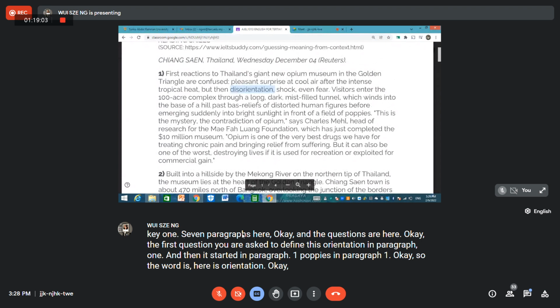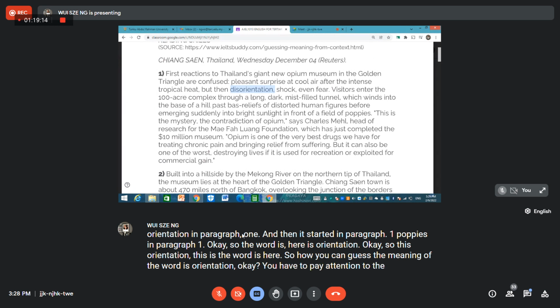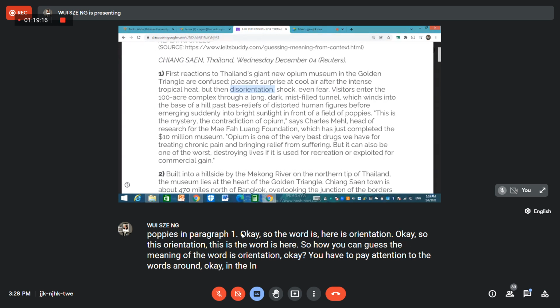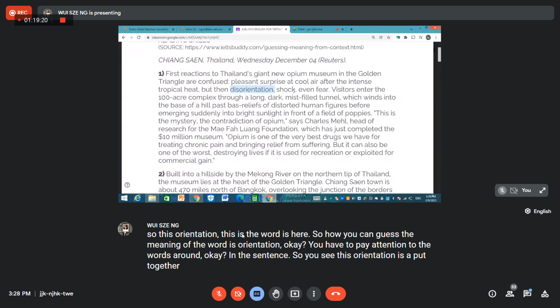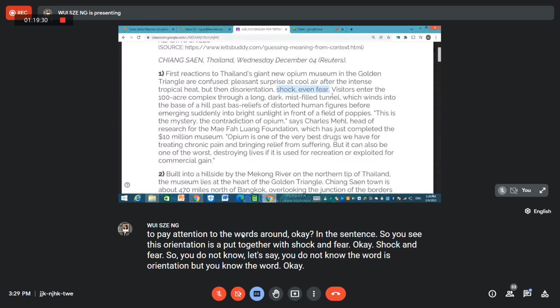So disorientation, this is the word here. How can you guess the meaning of the word disorientation? You have to pay attention to the words around it in the sentence. You see, disorientation is put together with shock and fear. Let's say you do not know the word disorientation, but you know the words shock and fear.